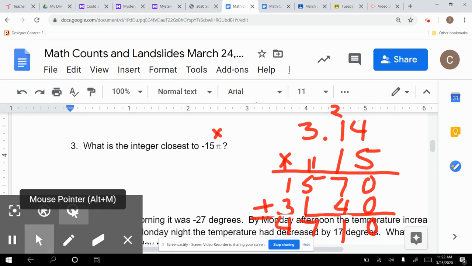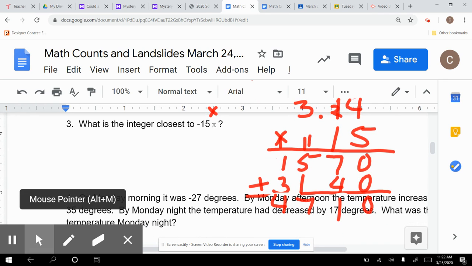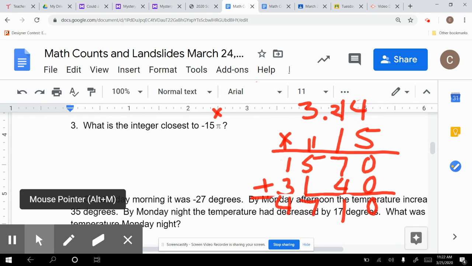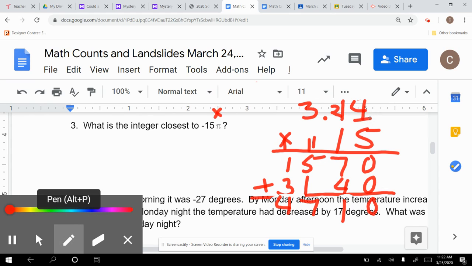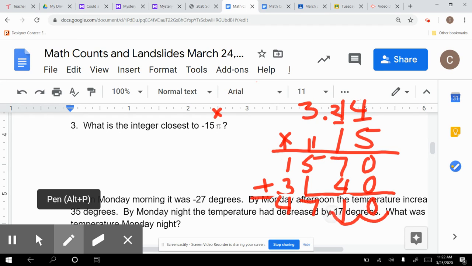Okay, so this isn't my answer because obviously I didn't multiply by 314. I multiplied by 3.14. So what I'm going to need to do to adjust for that is I'm going to have to divide by 10 and by another 10. And we do that by moving our decimal point 2 places to the left, which makes it 47.1. But that's still not our answer because it was negative 15, which means that this is negative 47.1.